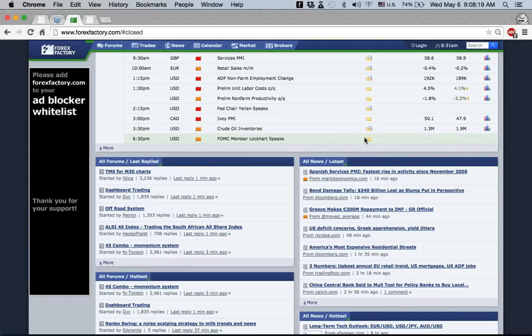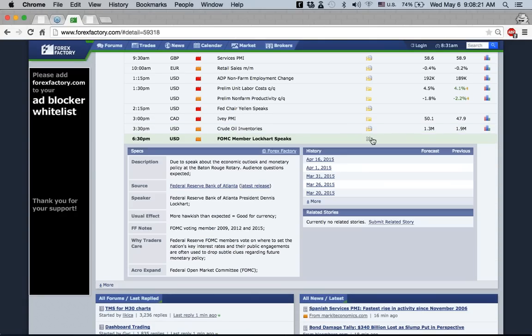Last but not least, we have FOMC member Lockhart speaking at 6:30. He's going to be speaking about the economic outlook and monetary policy at the Baton Rouge Rotary. And you can find out about that by clicking the latest release on Forex Factory.